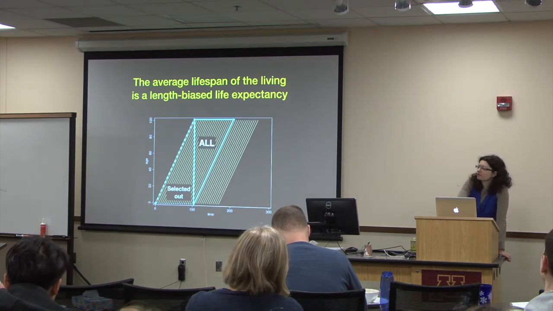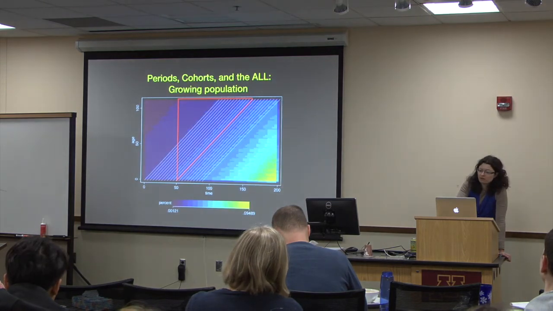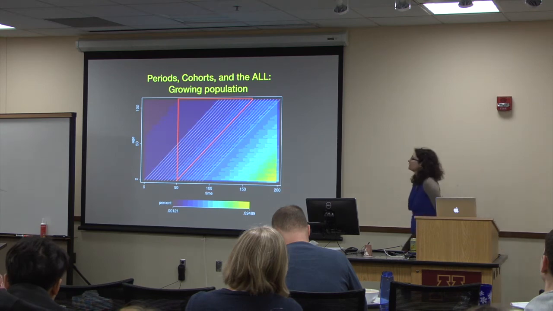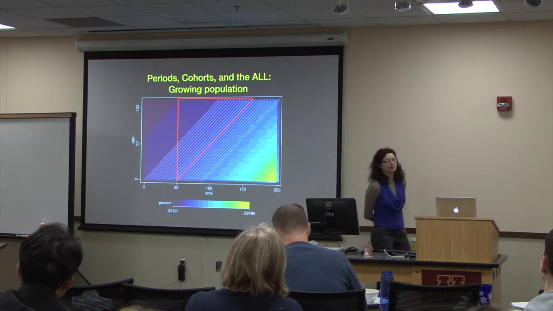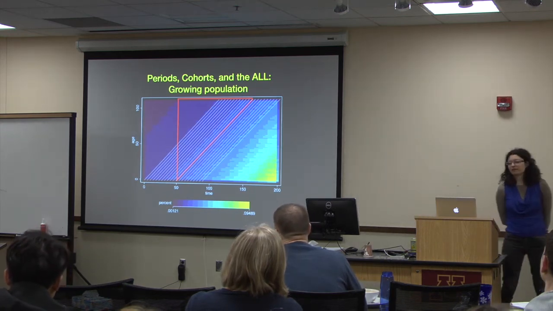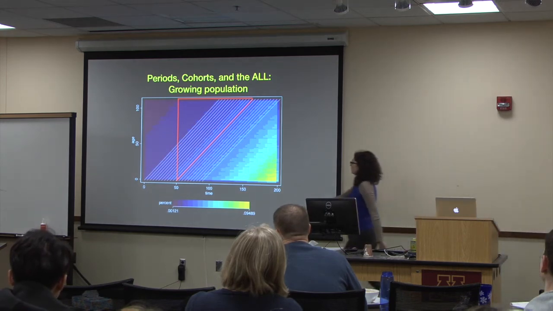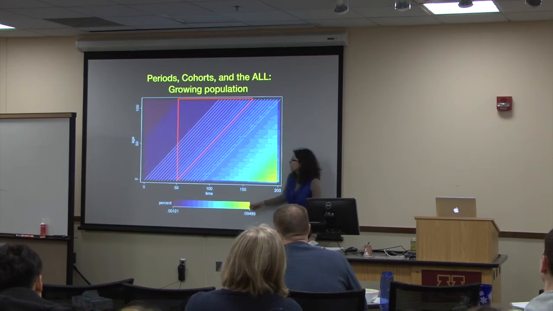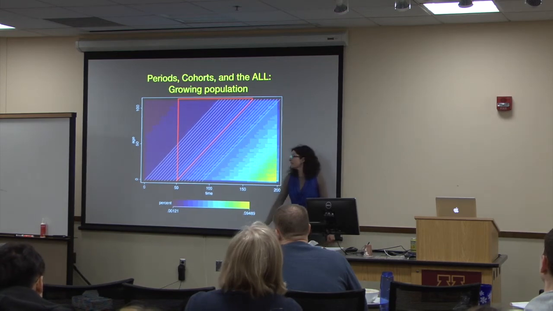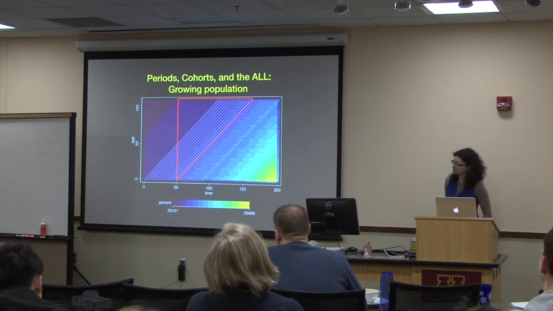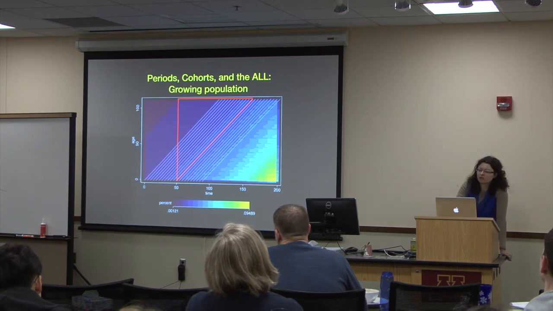So what will this look like? I like to visualize it like this. This is a heat map showing cohorts of different initial sizes in a growing population. The warmer colors are bigger. And so each cohort is bigger than the preceding cohorts.